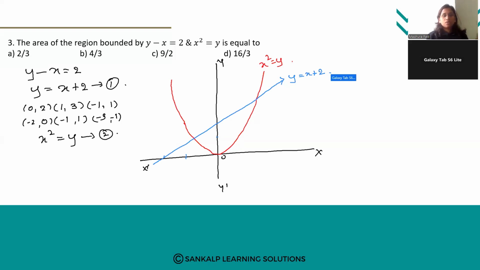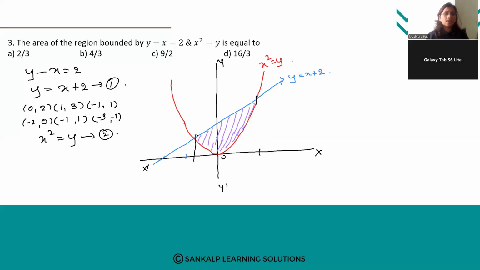Okay, fine. So now we can see that we have to find the area of the region bounded by these two curves. And which is that area? This is the area that is bounded by both the regions. Am I correct? So this area we have to find out. But how to find out this area? From this point to this point, it is under the blue line, that is under the straight line.